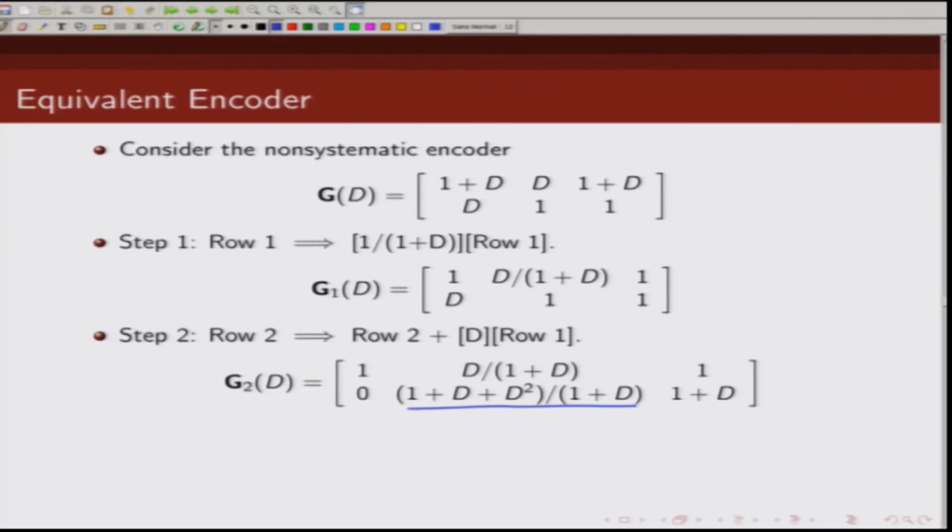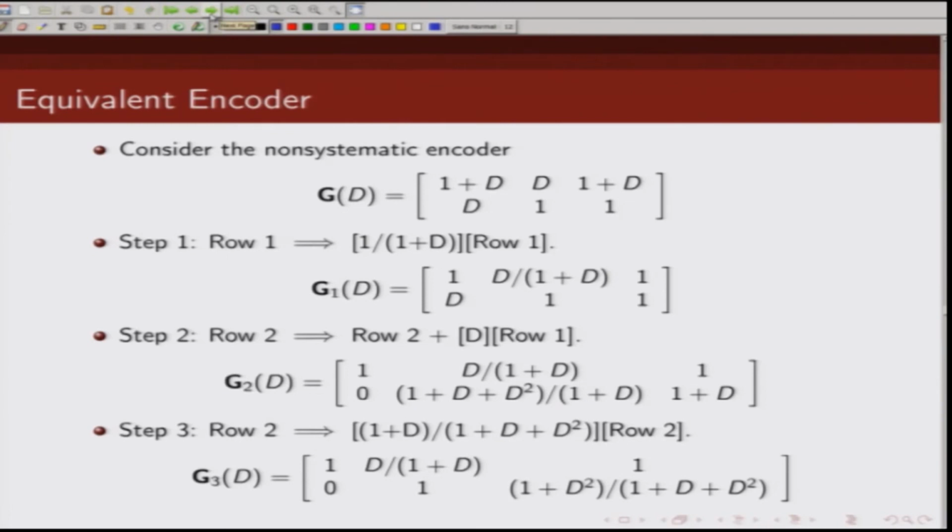Next, we want to get a 1 here. How can we get a 1 here? We will do the following transformation. For row 2, we will multiply row 2 by 1 plus D divided by 1 plus D squared. If we do that, then this will become 1. We leave the first row unchanged. Here 0 multiplied by this does not change. If we multiply this by this, we get a 1 here, and here we get this term.